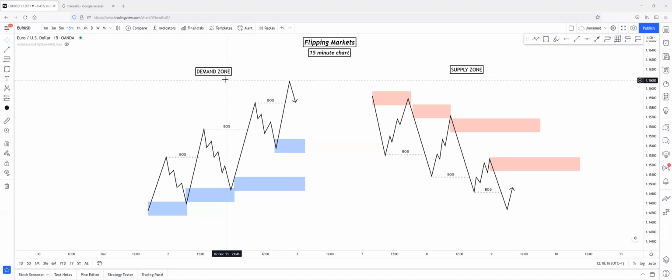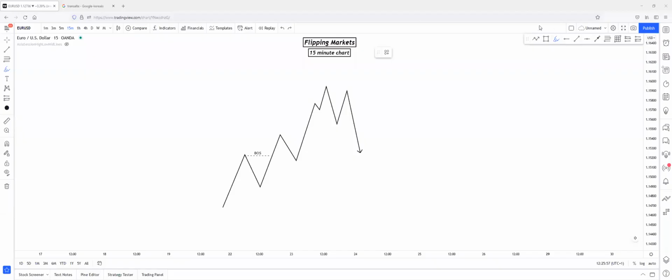Okay, the next criterion is that it has to break structure or change character. A supply and demand zone will only be valid if it breaks structure or an opposite side zone. Let's see an example for this.